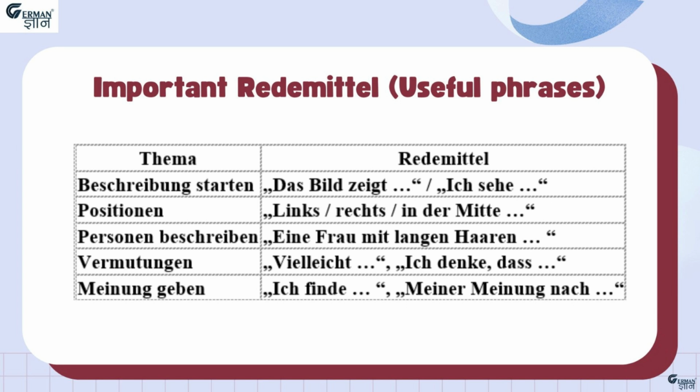Then Vermutungen means assumptions. So you can use signal words like vielleicht, wahrscheinlich, wohl, or you can also use ich denke, dass, meaning I think that. And for Meinung geben, meaning for giving your own opinion, you can say ich finde or meiner Meinung nach.